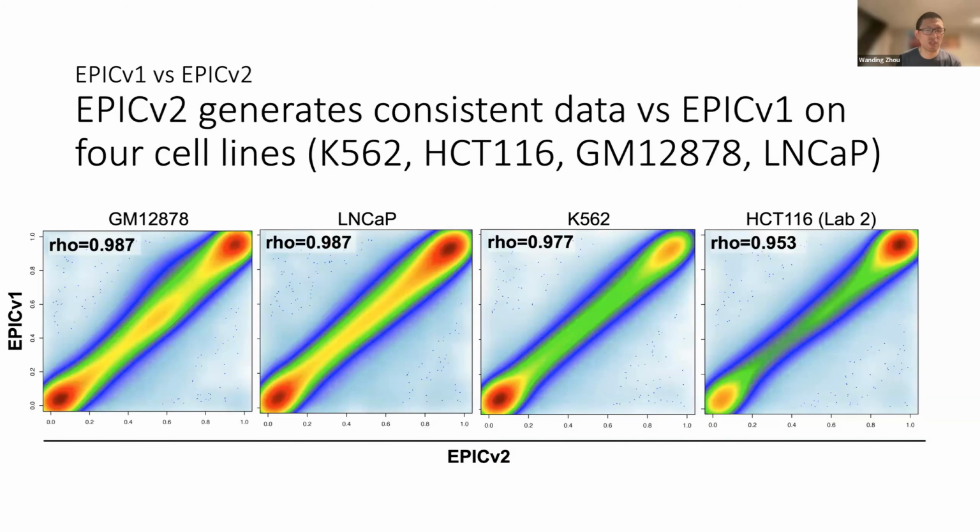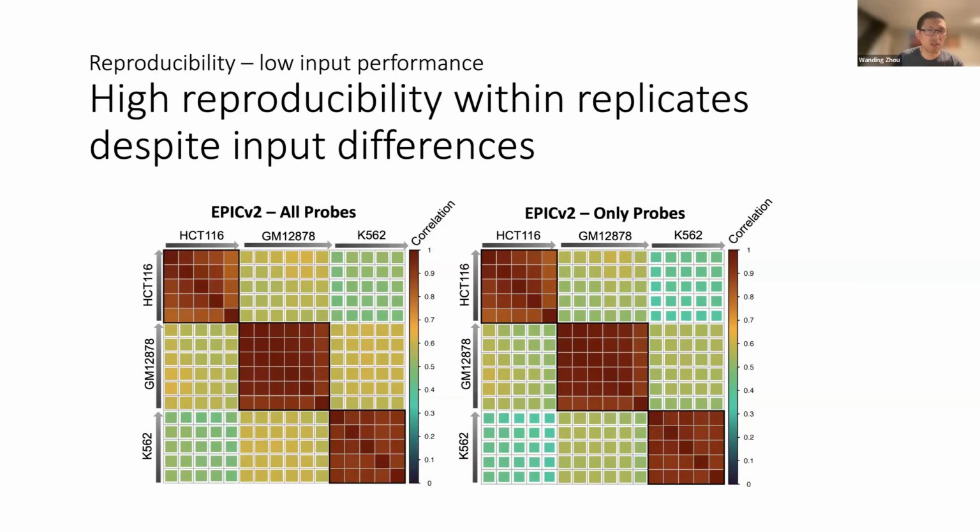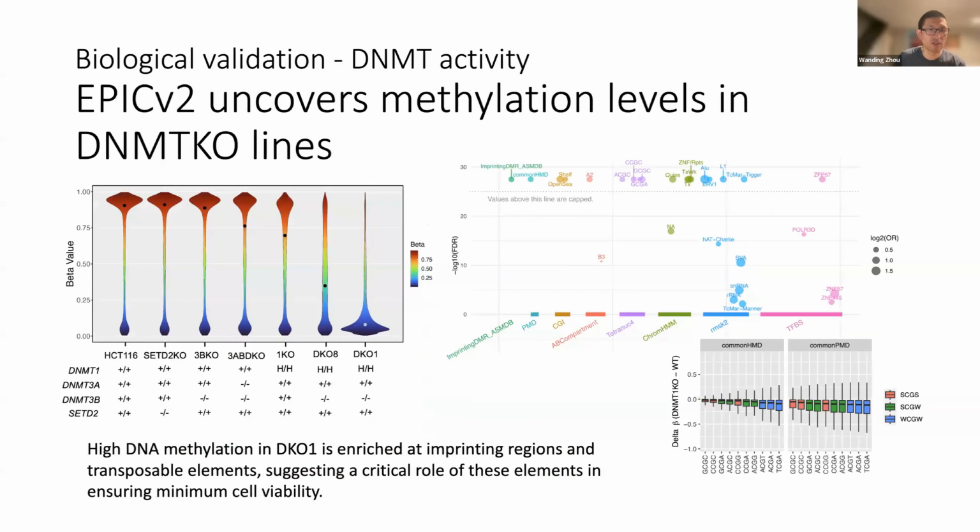And then this is to show you the consistency between EPICv1 and EPICv2 on 4 different cell lines. In fact, you can even see that the EPICv2-only probes retain the cell discriminative power very well, and also have a certain level of tolerance to DNA input variations. And then EPICv2 also uncovers the global methylation changes in the DNMT cell lines.